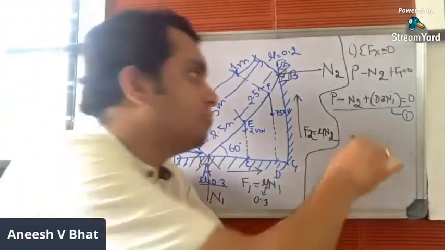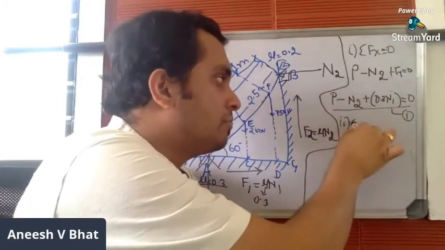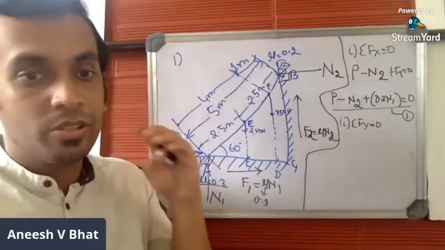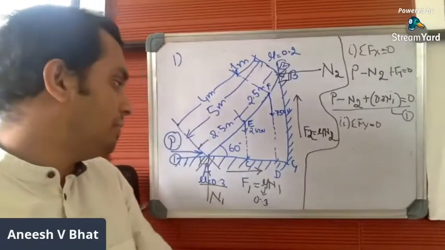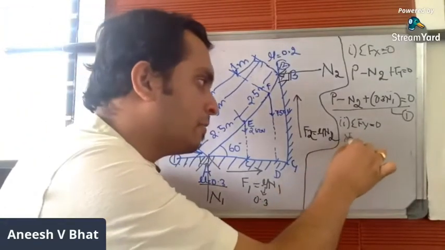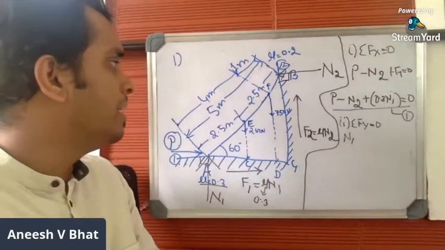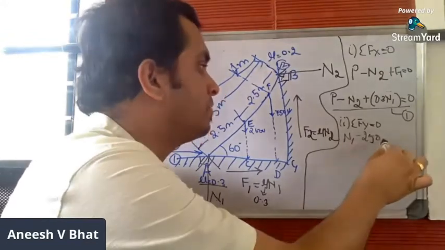Now equation number 2, from condition number 2, will be summation of Fy equal to 0. Let us concentrate on all forces which act in the vertical direction, the y direction. N1 is positive. Then we have minus 250.